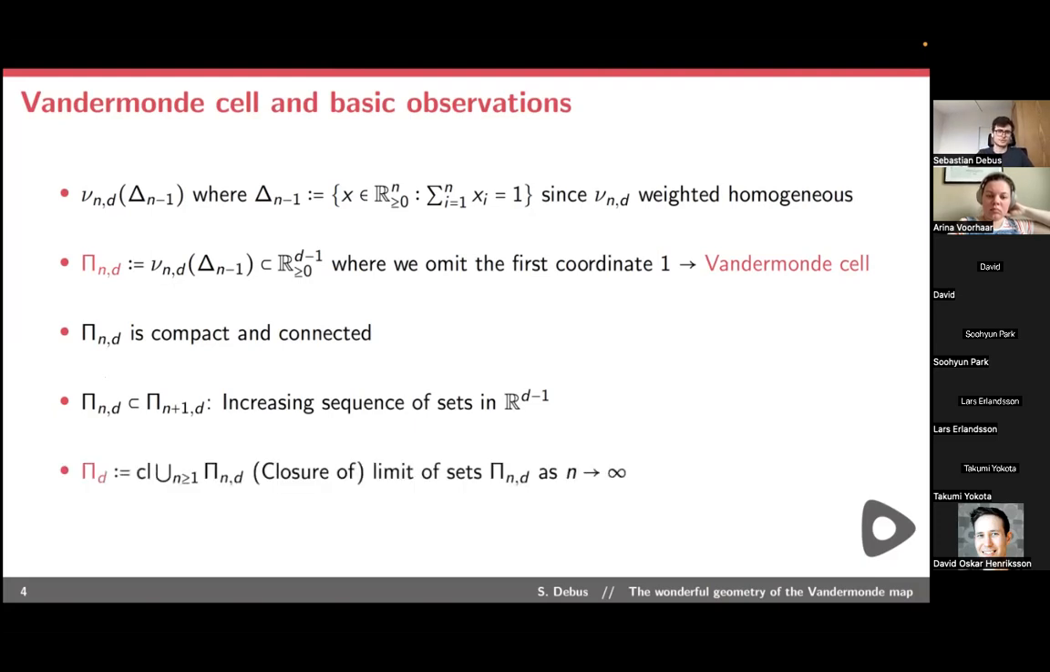And when we want to understand the behavior at infinity, we denote the set by Pi with subscript d. So we omit here the number of variables n, and this is then formally the closure of the union of all of those images, of all of those Vandermonde cells.